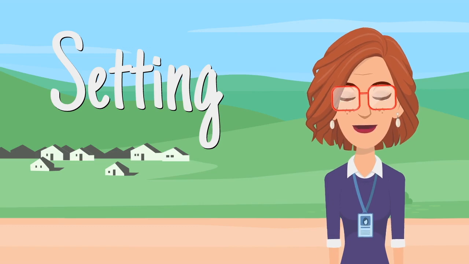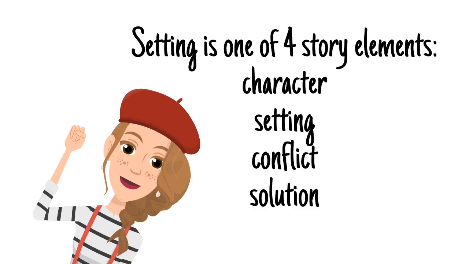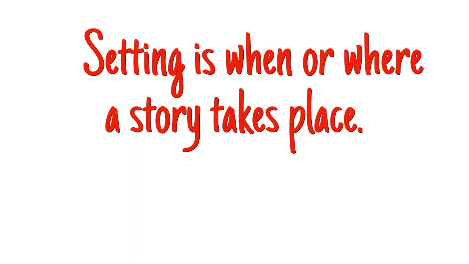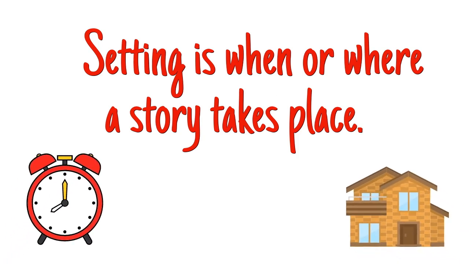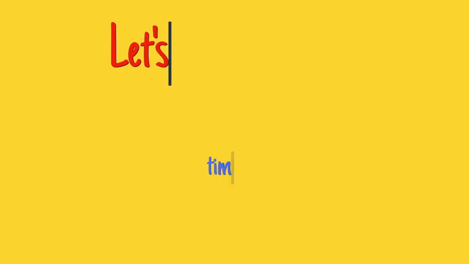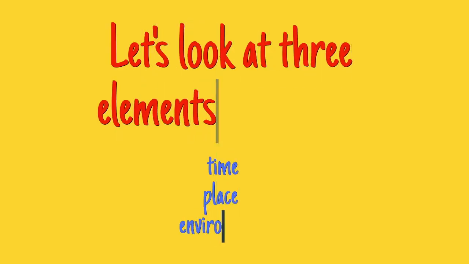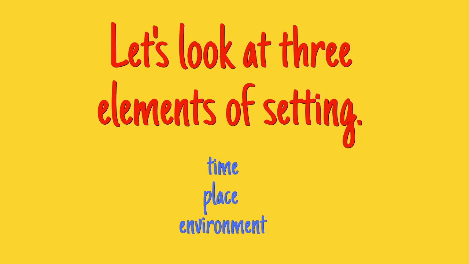Are you ready to talk about setting? Setting is one of 4 elements of a story. Those elements are character, setting of course, problem, and solution. The setting of a story is when the story takes place or where the story takes place. Are you ready to look at the 3 elements of setting: time, place, and environment?